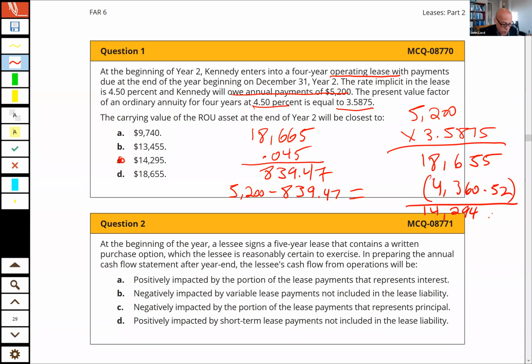18,655 minus the interest, what's left after the interest part of this, the principal part of this, 48. Okay, thank you. Thanks, guys. Okay, and so you get 14,295. Close enough. Okay, good. Let's look at the next one.